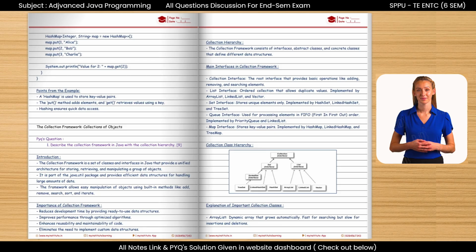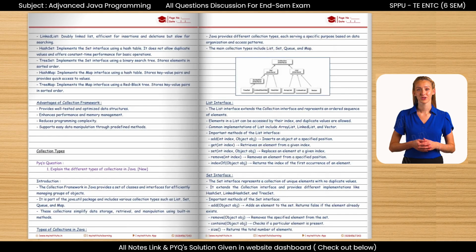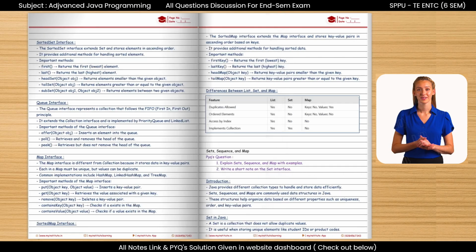It includes interfaces like list, set, and map. Lists store elements in an ordered way, sets store unique elements, and maps store key-value pairs. Now let's move on to our next topic, which is sets, sequence, and map. From this topic, we can expect the question like, explain sets, sequence, and map with examples. A set is a collection of unique elements, a sequence maintains order, and a map stores key-value pairs.